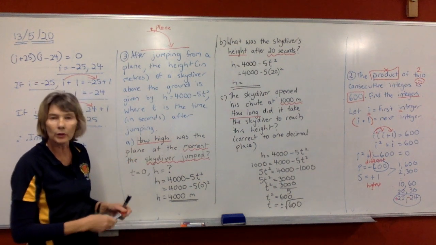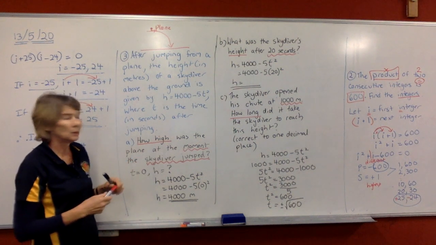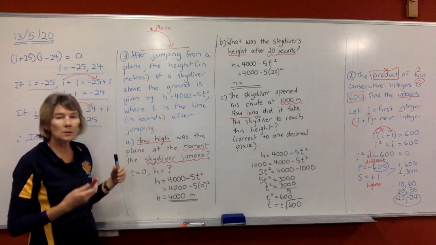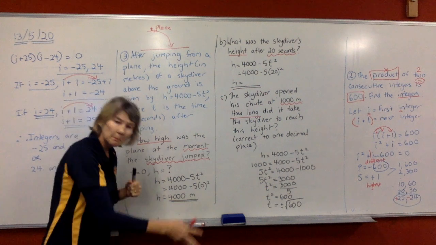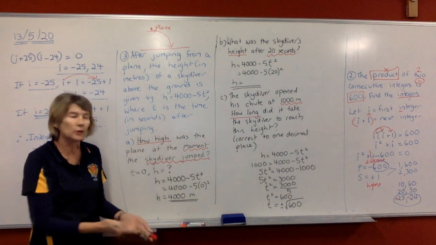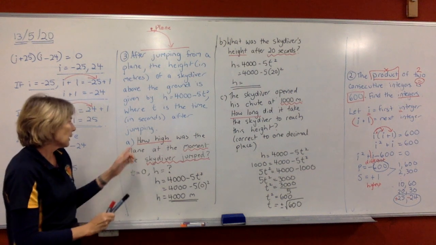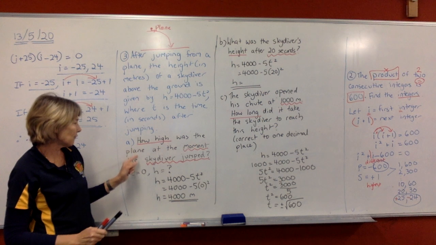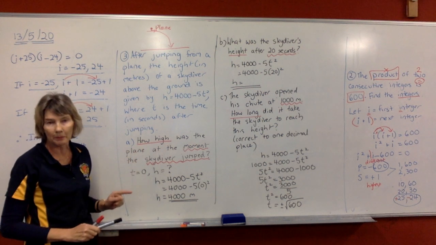A lot of people won't actually look at that. So you're going, oh well, I don't know, what time is it? It's when he jumps, then the time starts. So it's like you put a stopwatch on, click, the moment he jumps out. Okay, so the first question says, how high was the plane at the moment the skydiver jumped?